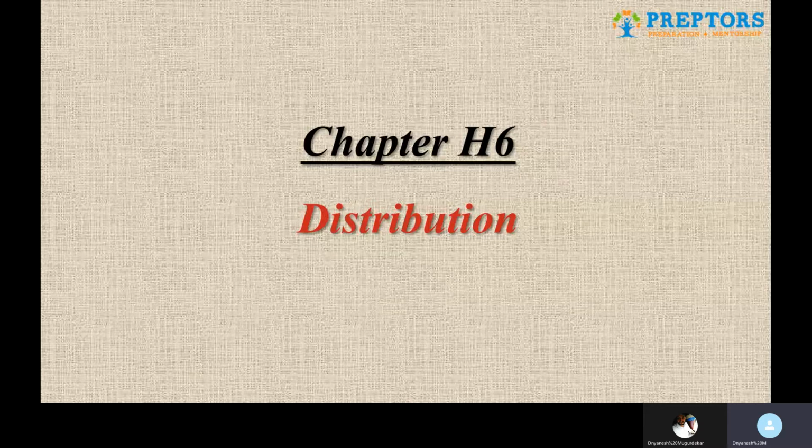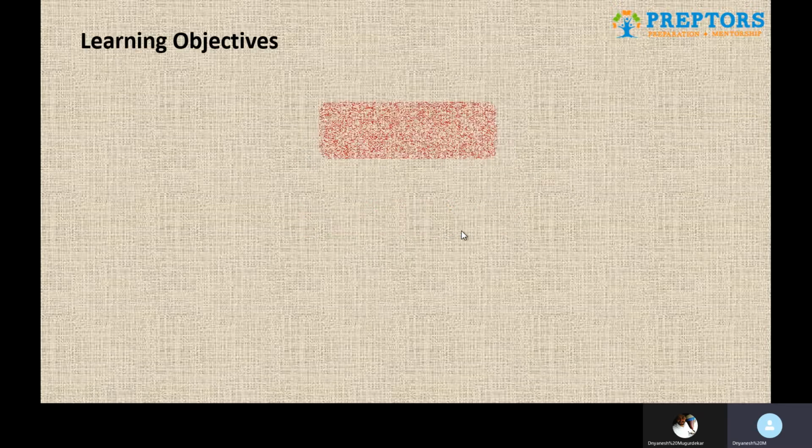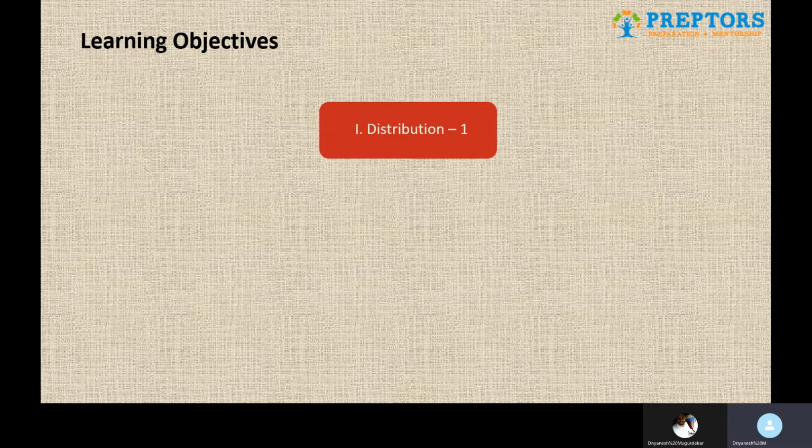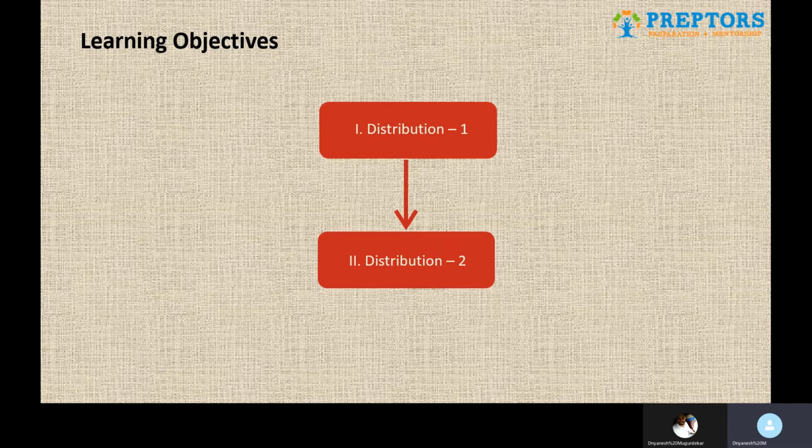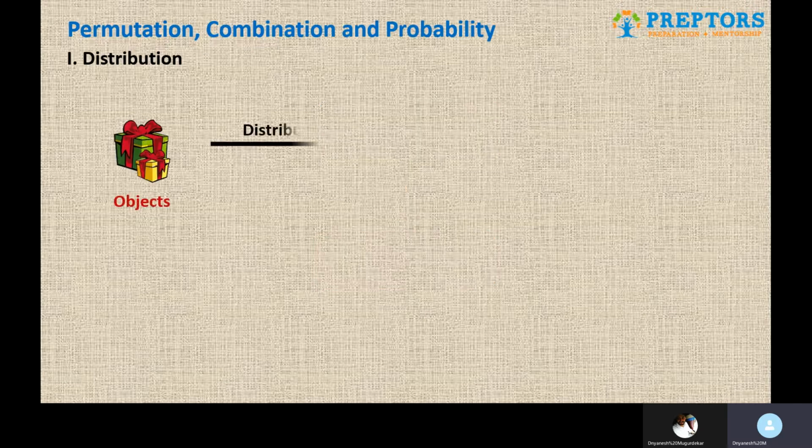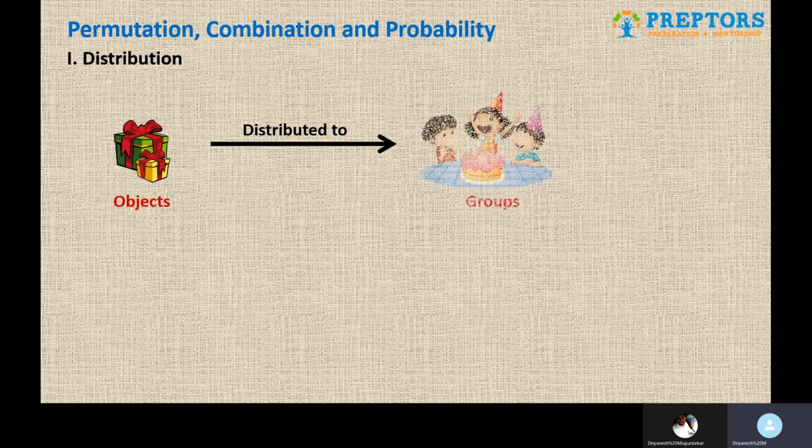Hi everyone. We are doing the last part of X6, which is distribution. So let's explore what we have here: basically the first introduction to distribution and then some additional scenarios based on distribution that we are going to explore. So what is the standard pattern? There are objects which are supposed to be distributed into certain groups, and there can be four cases that are possible.